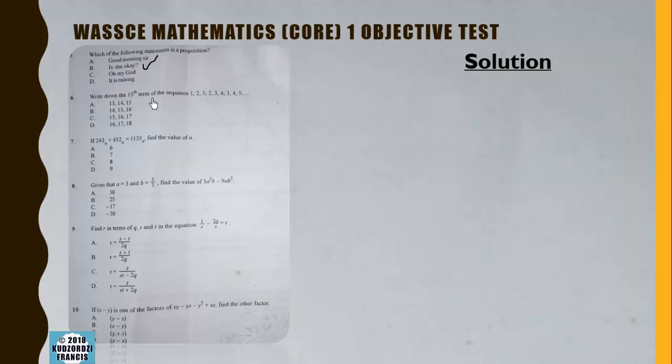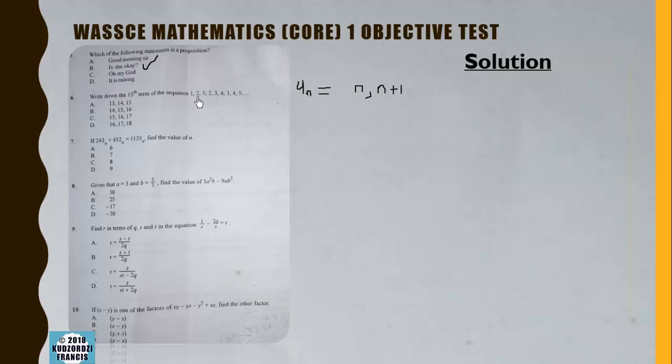This sequence is 3 sequences combined, so we need to study the pattern and find the general formula for it. So we have the first ones 1, 2, 3, which are the counting numbers n. And so we are looking for the general term. Then the second ones we have 2, 3, 4. So it is the counting numbers plus 1. So n plus 1.